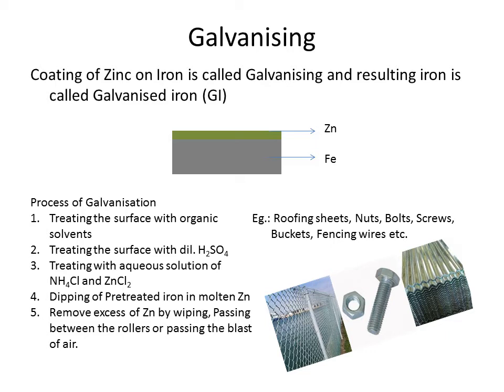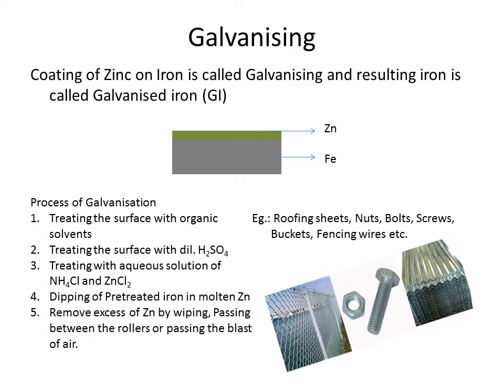After treating with organic solvents, the surface of that iron sheet has to be treated with dilute H2SO4. By treating with dilute H2SO4, if any inorganic impurities are present on the surface of the iron sheet, that is, if any loose rust or oxide scale is there, that will be completely washed away. After treating with dilute H2SO4, we have to rinse it with distilled water.